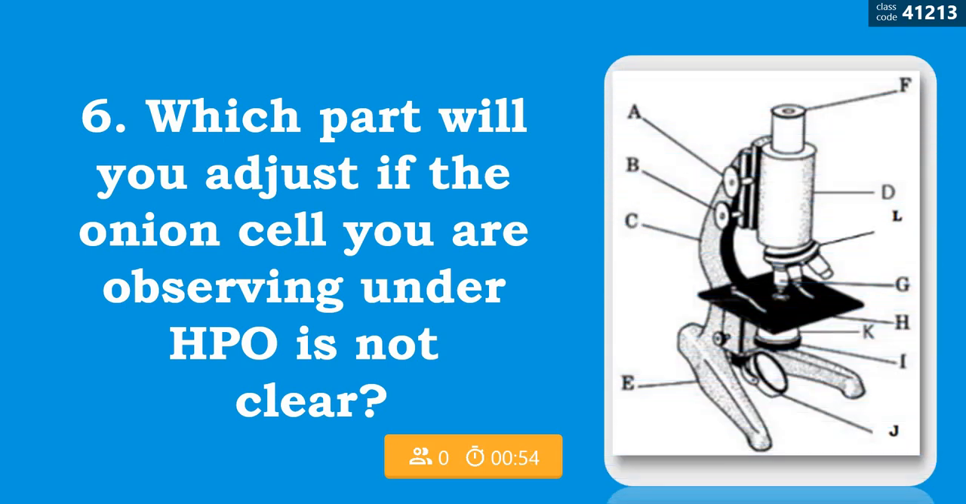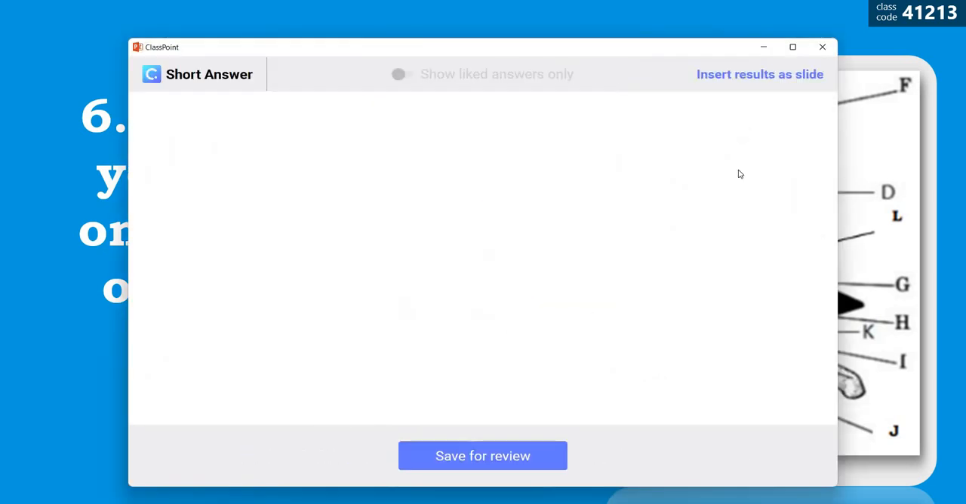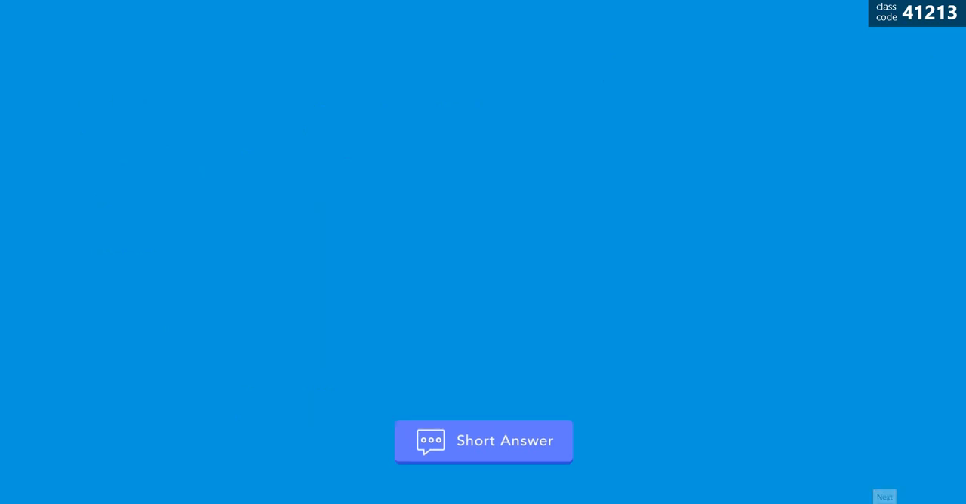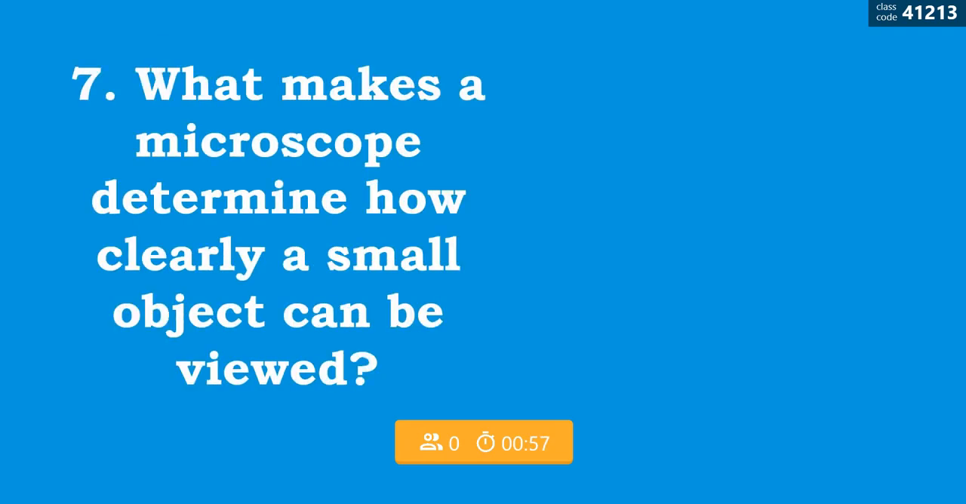Which part will you adjust if the onion cell you are observing under HPO is not clear? Is it part A, B, C, D, E, F, G, H, I, J, K, or L? Okay, time is up. The correct answer for this is part B. That is the part you will adjust if what you are observing under HPO is not clear. Okay, so let's have number 7.